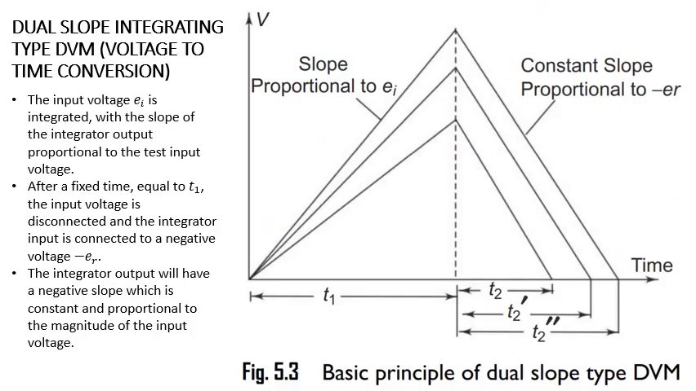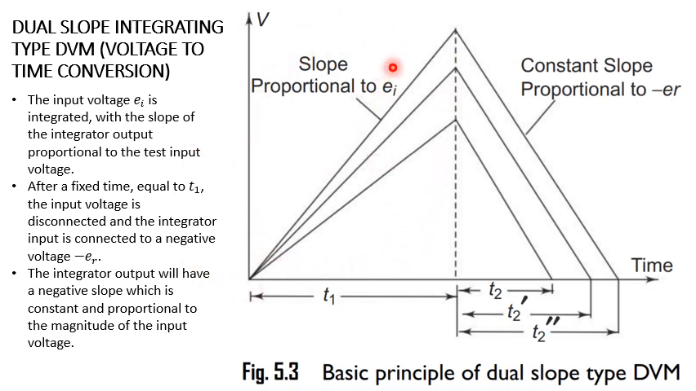Next you have the second technique, called the dual slope integrating type DVM. This also converts voltage to time, but instead of using one ramp signal, you have two ramp signals. The first point is that the input voltage EI is integrated, with the slope of the integrator output proportional to the test input voltage. You can see the slope in the first part of the graph.